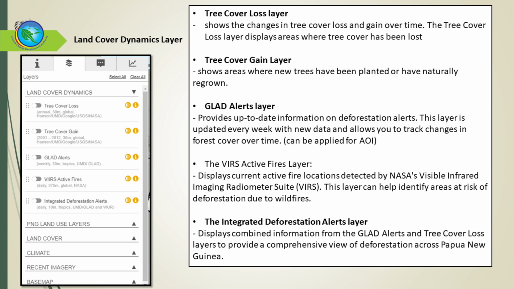The GLAD Alerts layer provides up-to-date information on deforestation alerts. This layer is updated every week with new data and allows you to track changes in forest cover over time. The VIIRS Active Fires layer displays current active fire locations detected by NASA's Visible Infrared Imaging Radiometer Suite, VIIRS. This layer can help identify areas at risk of deforestation due to wildfires. The Integrated Deforestation Alerts layer displays combined information from the GLAD Alerts and Tree Cover Loss layers to provide a comprehensive view of deforestation across Papua New Guinea.